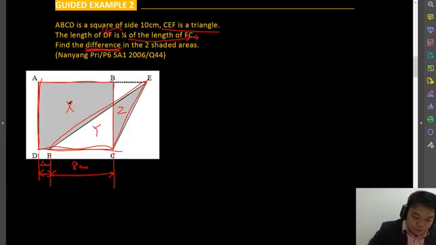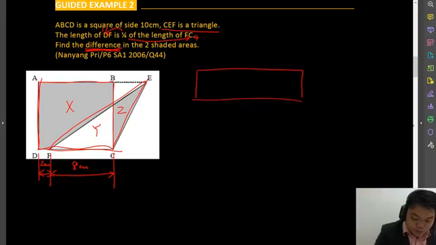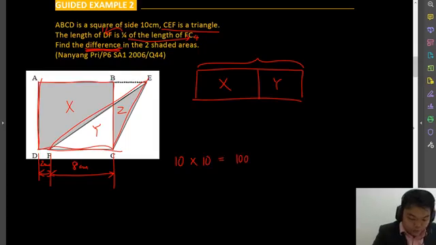So now let us compare the difference in the areas between both of them. Again, I will use models to try to represent the situation. Here we have the shaded region of the square x and the unshaded region of the square y. This entire area will simply be 10 times 10, which gives me 100 cm squared. This will be the area of the square.